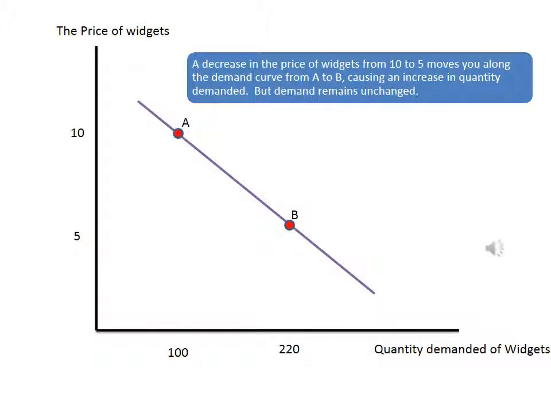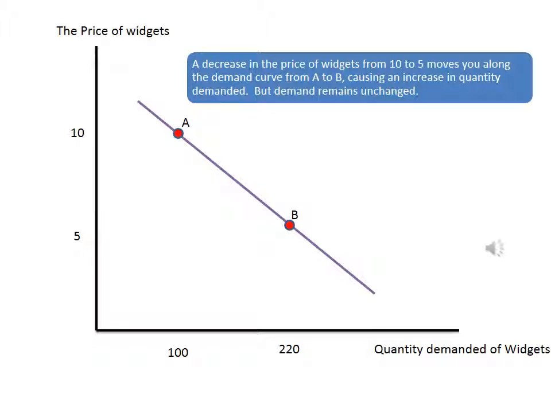When you change the price of a good, you move along that good's demand curve. So in the example before you, if we cut the price of widgets from 10 to 5, we move from point A to point B on the demand curve, and the quantity demanded of widgets goes up from 100 to 220. Now, it's important to understand that this did not change the demand for widgets, and this is purely because of definition.